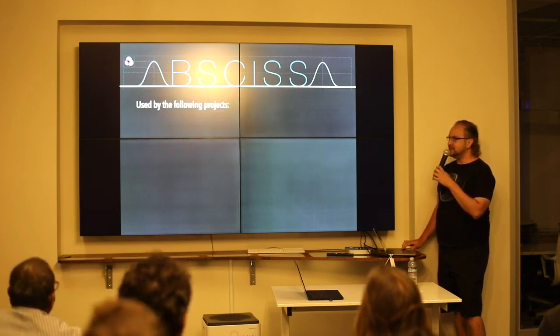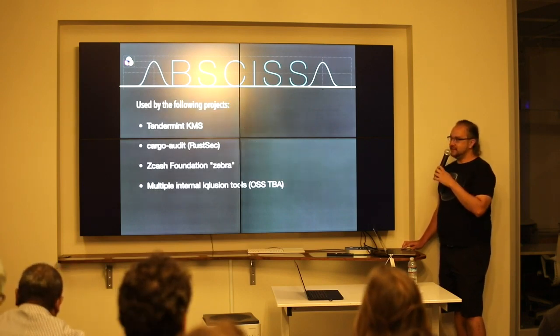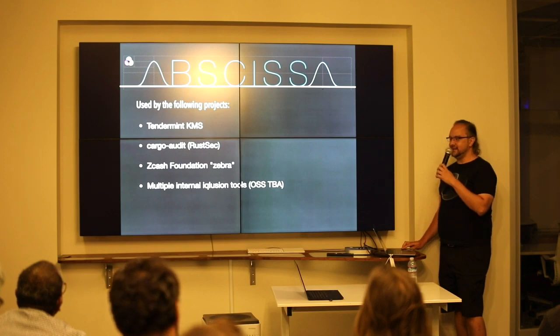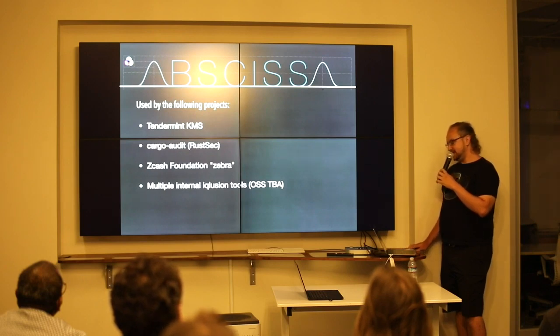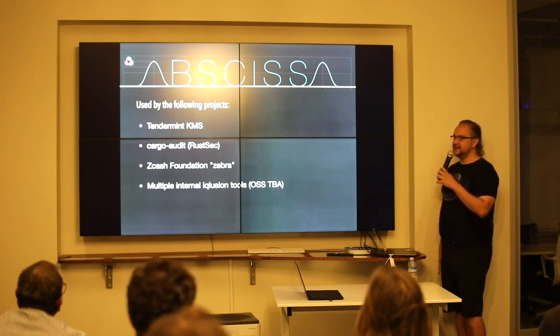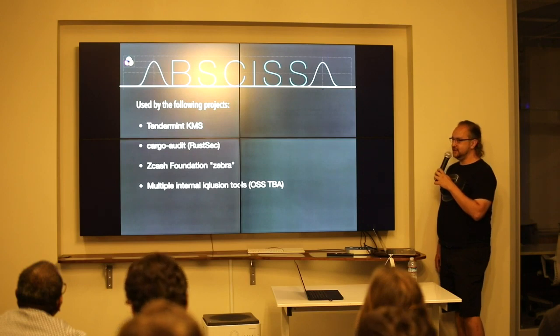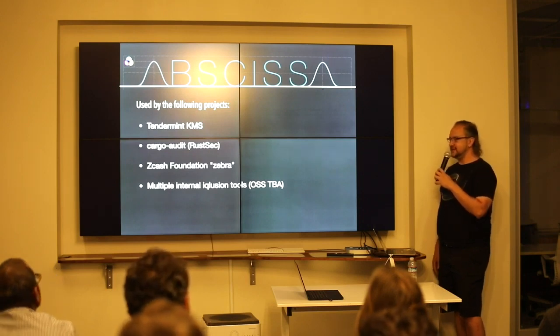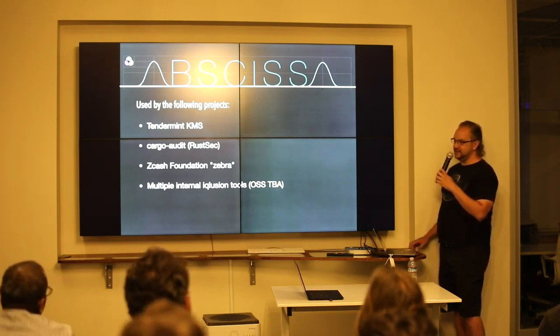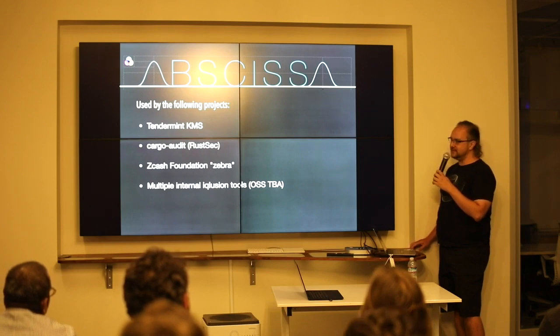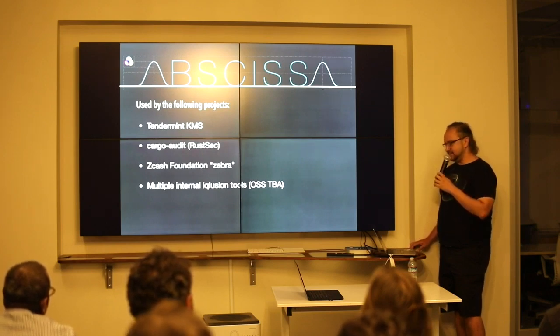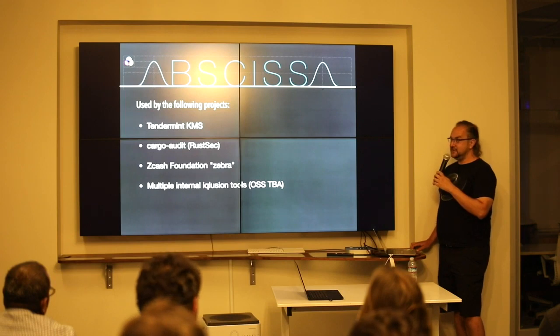So really quickly, here's what's using it. Tendermint KMS, I already mentioned. I also work on the secure code working group for Rust, and one of those projects is RustSec. We have this utility called cargo-audit, which will audit your Rust application for crate dependencies that have vulnerabilities that have been logged to our vulnerability database. That's using Abscissa as of a few days ago.